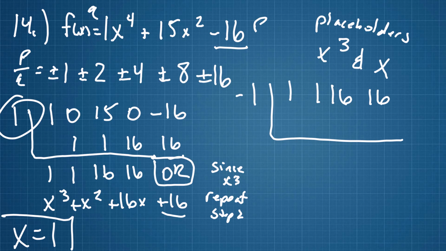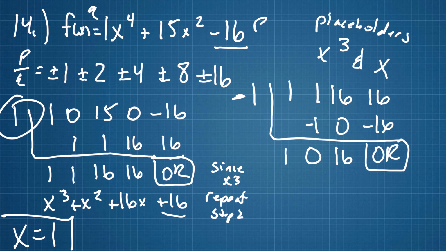This time I try negative 1. Drop down the 1. Negative 1 times 1 is negative 1. It gives me 0. 16. Negative 1 times 16 is negative 16. No remainder. So that means negative 1 is the solution.